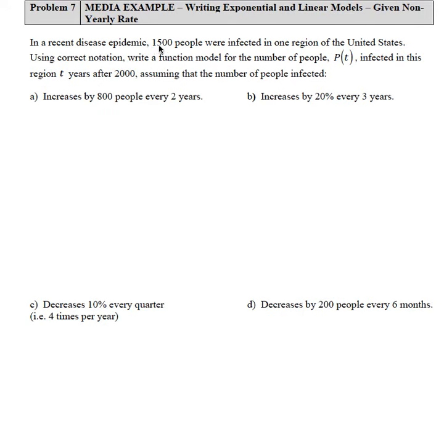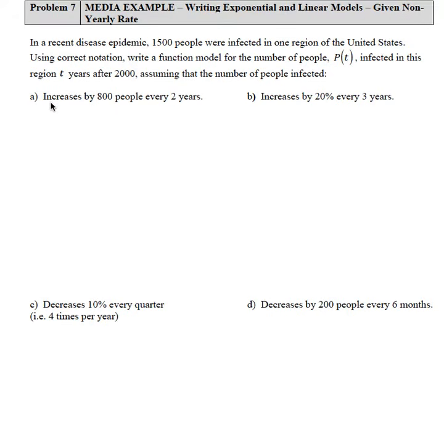In this example, we're going to be writing exponential and linear models given non-yearly rate. So for problem 7, we have a disease epidemic where 1,500 people were infected. We want to write a function model for the number of people, P of t, infected in this region t years after 2000. So let's look at part A.